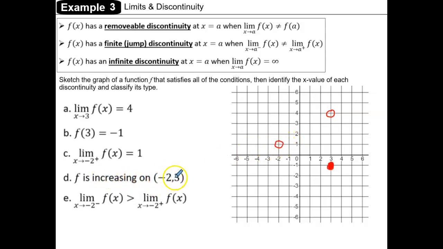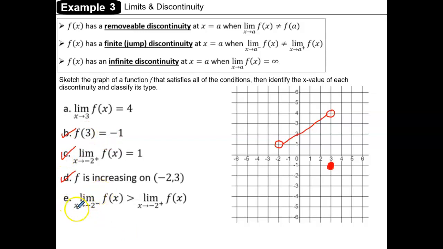So it doesn't specify whether it's linear, whether it's quadratic, or maybe it's a radical function, right? But I'm just going to keep it simple and make this linear. So I'm connecting these two open circles to satisfy part D. So I know B is done. I know D is done. I have not yet completed A because I have to extend that off in another direction. C is good enough because I'm approaching -2 from the right, and it equals 1. So C is good to go.